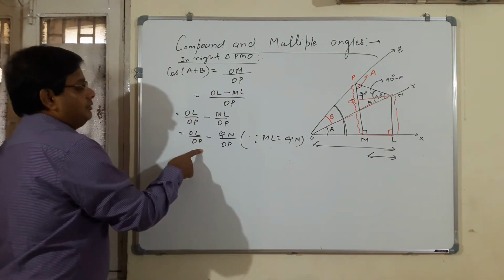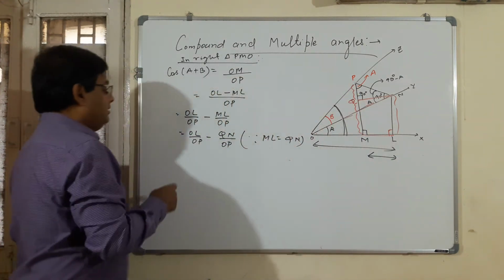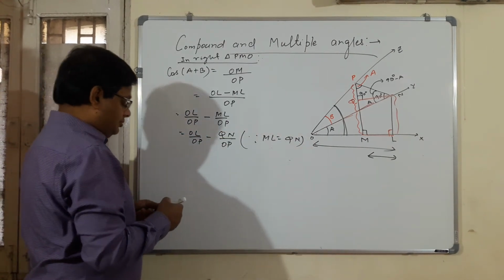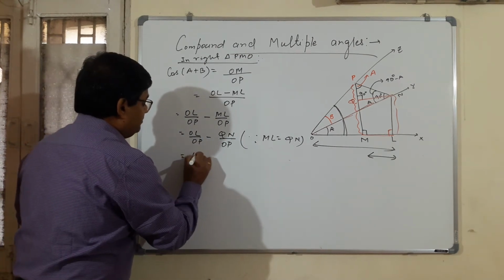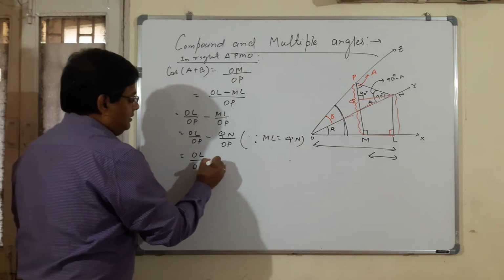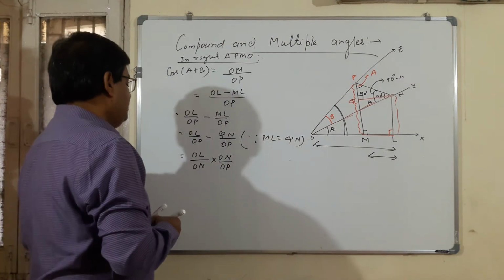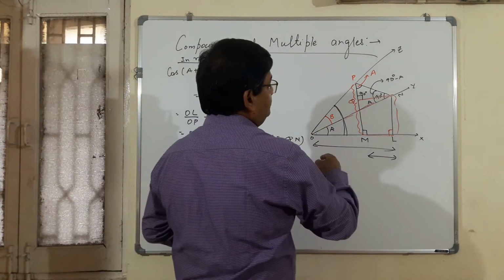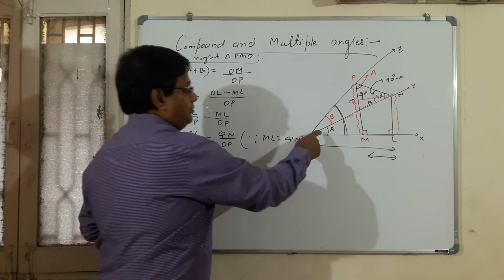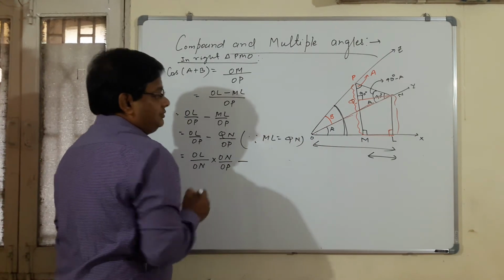Now OL over OP. There is no triangle; the ratio doesn't belong to any triangle. So we are going to multiply here OL divided by ON into ON divided by OP, minus QN.